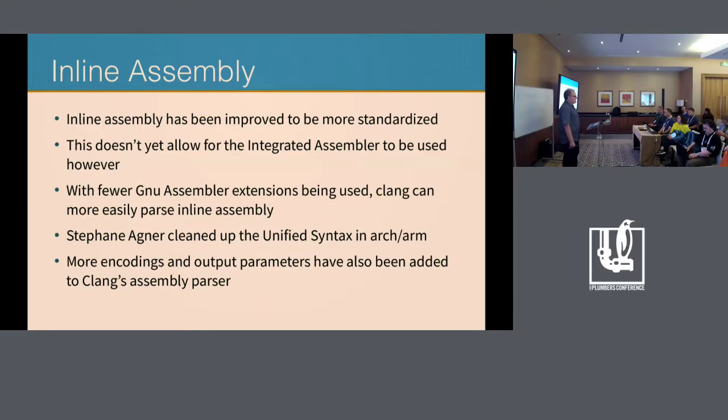So it depends on the architecture exactly. For instance, Stefan Eigner has spent a long time fixing up the assembly in the ARM architecture to bring it back to the unified syntax, which is very good. And indeed, a lot of the extensions that were part of GAS have slowly been removed from the Linux kernel to make things a lot more supportable. So that's really good. Unfortunately, the integrated assembler still can't be used, so the speed-ups and the debuggability that the integrated assembler brings to the table still aren't possible. However, that is something that people want to do going forward, to be able to make that work.